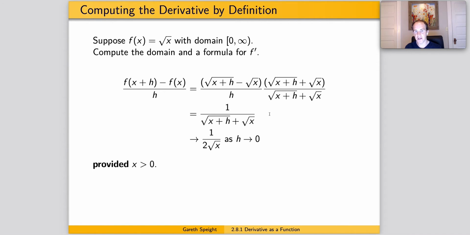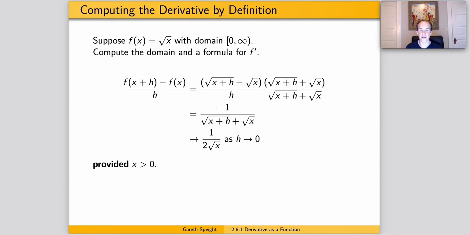And then if we let h go to 0, this goes to 1 over 2 square root of x as h goes to 0. And this is all great provided x is not equal to 0. So if x is equal to 0, then 1 over 2 square root of x does not make sense. Okay, so this computation is valid if x is bigger than 0. What if x equals 0?